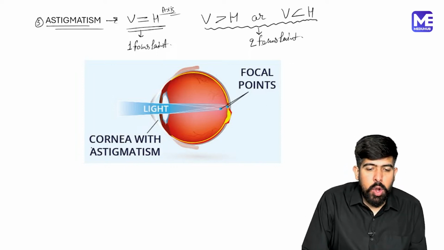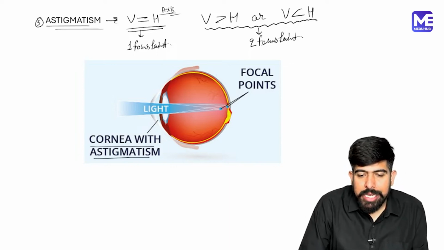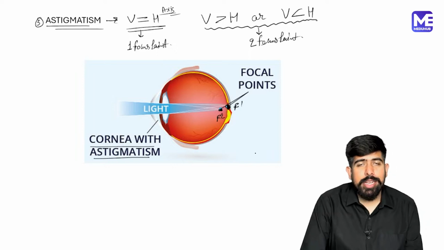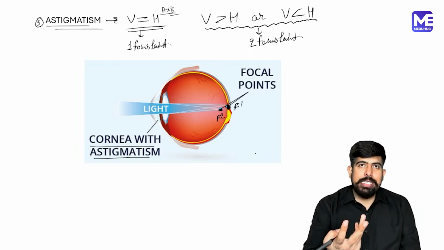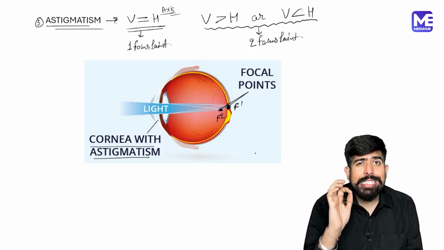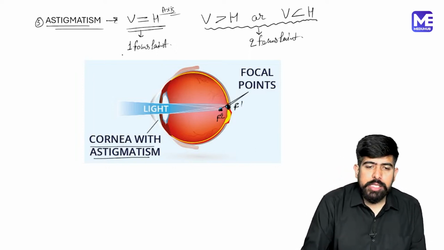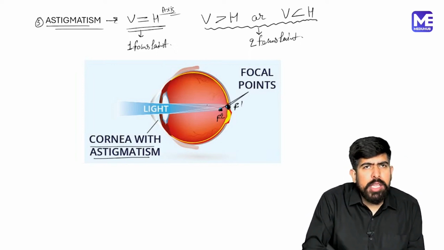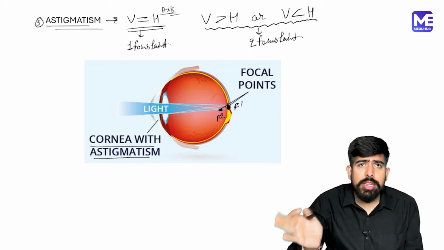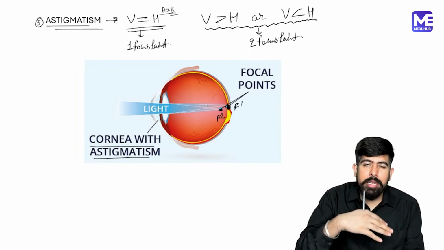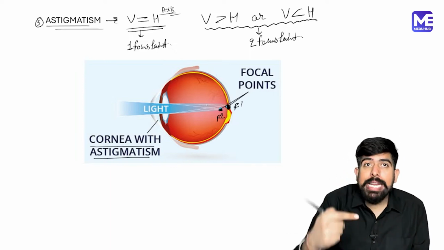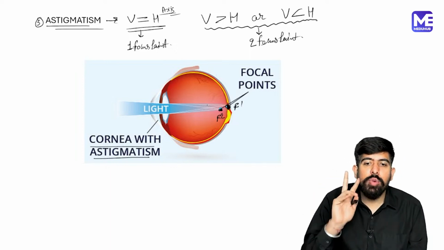So you can see the cornea with astigmatism. What I'm seeing is two focus points. The one which is here, F1, and the second one is here, F2. I hope you understand now why there are two focus points, because always our eye has equal vertical and horizontal axes. That's why we have only one focus point. As we talked about in myopia and hypermetropia, there was only one focus point. Of course, it was not on the retina. It was just before the retina in myopia and behind the retina in hypermetropia. But in astigmatism, we have two focus points.